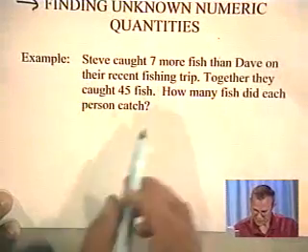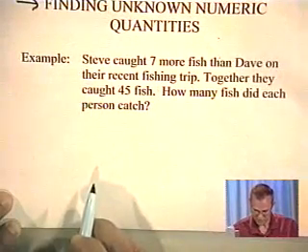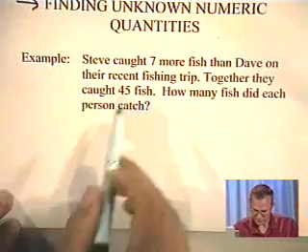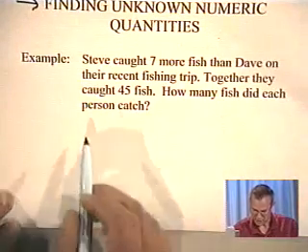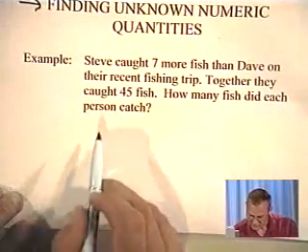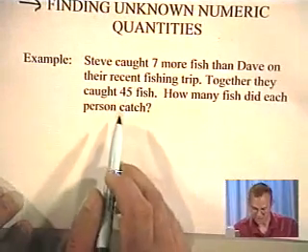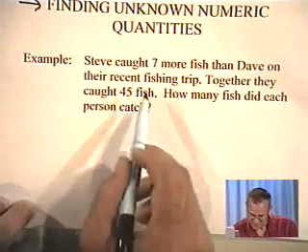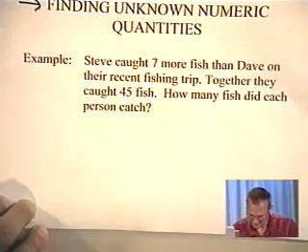Steve caught 7 more fish than Dave on their recent fishing trip. Together they caught 45 fish. How many fish did each person catch? Now, I hope the game warden didn't catch them, because 45 fish seems like an awful lot to me. Hopefully they kept within their limits.